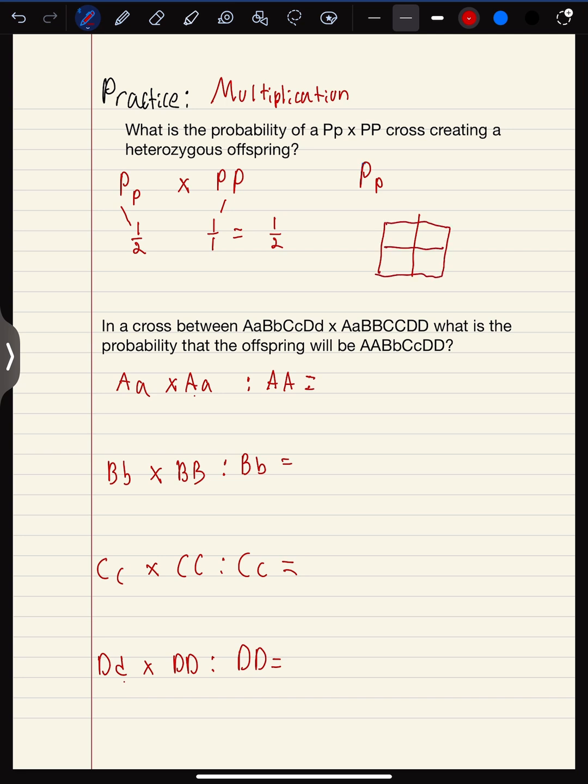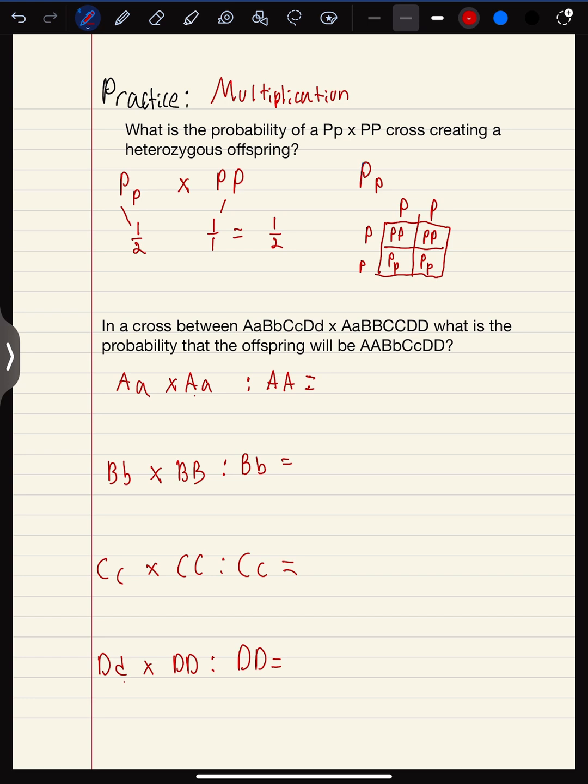Oops, bad Punnett square. This is a little p. So we have big P, big P, big P, little p, big P, big P, and big P, little p. And so our assumption was correct. Not assumption, we knew it. And we have a 1 out of 2 chance of getting a heterozygous offspring.